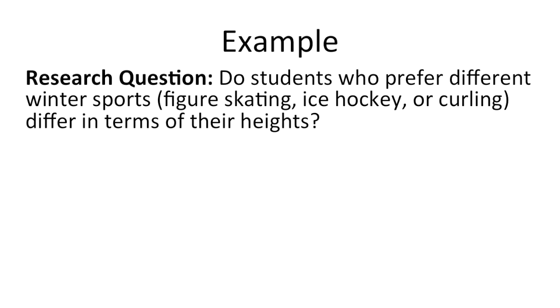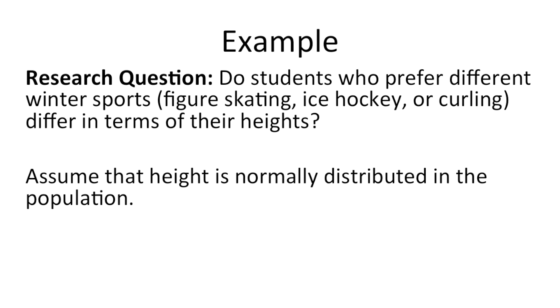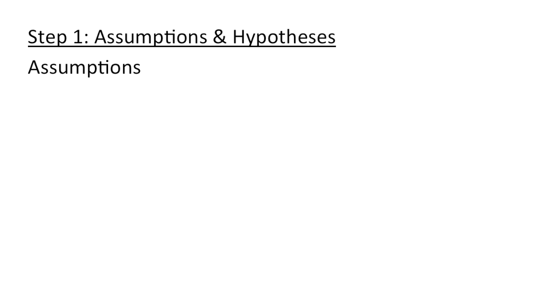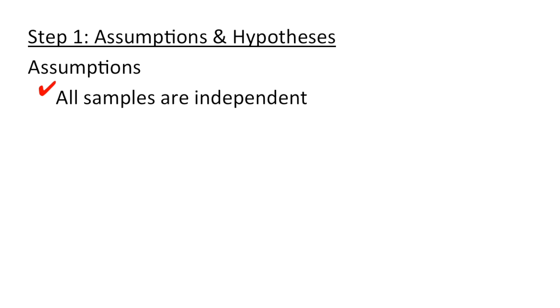Here's our research question. Do students who prefer different winter sports, figure skating, ice hockey, or curling, differ in terms of their heights? Assume that height is normally distributed in the population, and we're going to be working with data that were collected at the beginning of the spring 2016 semester from Stat 200 students. The first step is to conduct the overall one-way ANOVA. We'll check assumptions. All samples are independent. Yes, we have 3 independent groups. There were different students who said that they prefer each of those 3 different sports.